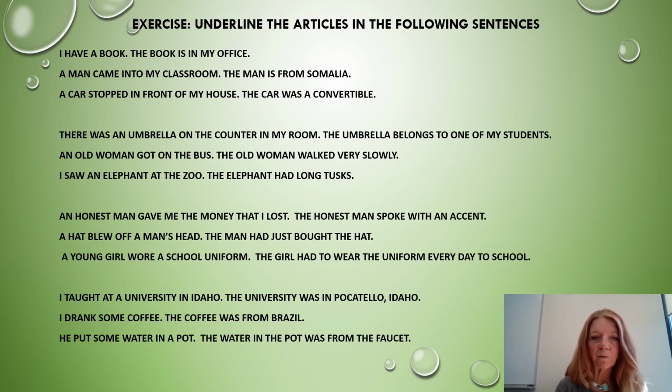The man is from Somalia. A car stopped in front of my house. The car was a convertible. There was an umbrella on the counter in my room. The umbrella belongs to one of my students. An old woman got on the bus. The old woman walked very slowly.